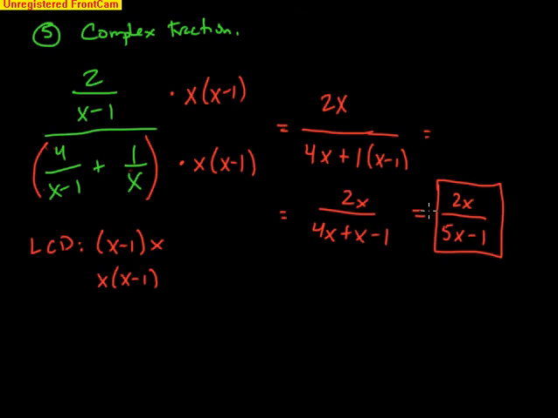So remember, when you're simplifying a complex fraction, find that LCD. First, factor the denominators, find that LCD, and then multiply top and bottom by the LCD. Things should cancel. No more fractions. Life is easy.